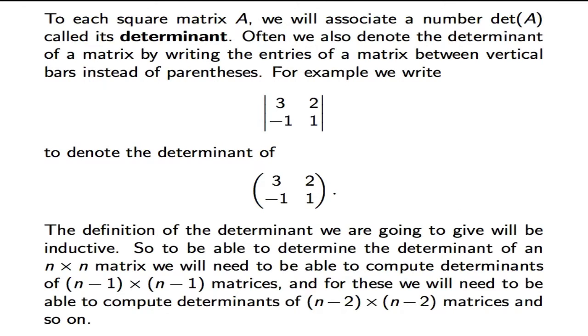The definition of the determinant that we are going to give will be inductive. What this means is that to be able to determine the determinant of an n times n matrix, we will need to be able to compute determinants of n-1 times n-1 matrices. And to compute these, we will need to be able to compute determinants of n-2 times n-2 matrices, and so on. So let's begin with determinants of 1 by 1 matrices.